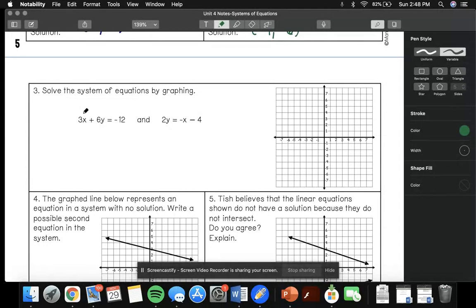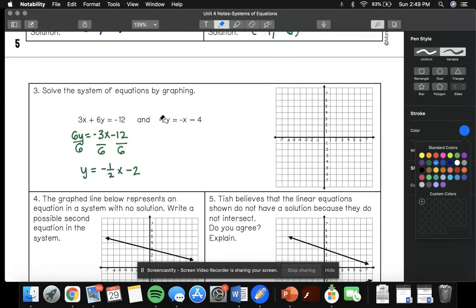So I'm going to move the 3x over with a negative 3x. Okay. Then I'm going to divide by 6. Negative 3x over 6 is equivalent to negative 1/2. And then negative 12/2 is equivalent to negative 2.